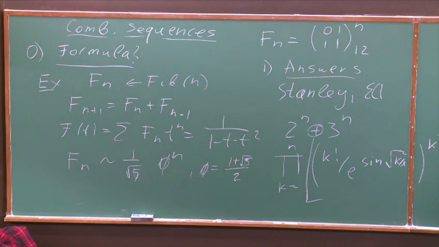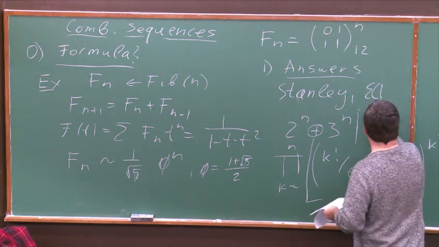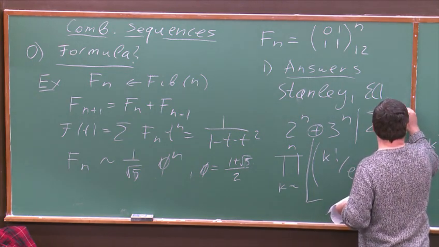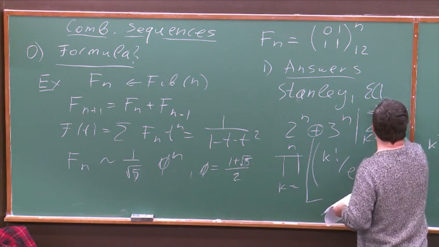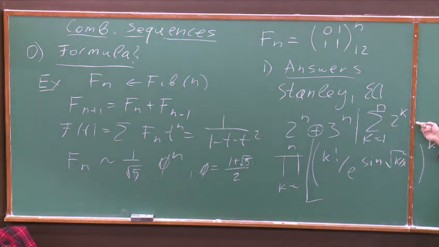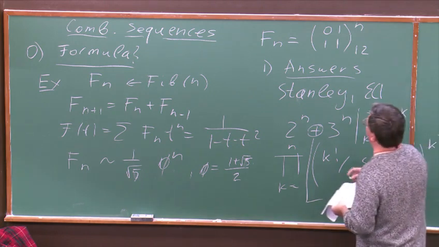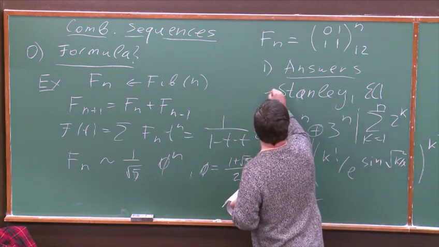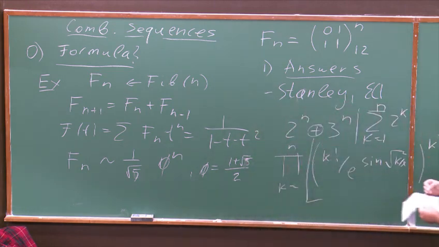I asked him. So how about this: the sum of 2 to the k, k from 1 up to n. That has a summation sign, and he thinks this is better than that. Well, that's what he says. I'm not going to comment on this further. This is not perhaps possibly a good answer. So that's Stanley's answer. This is my first try.